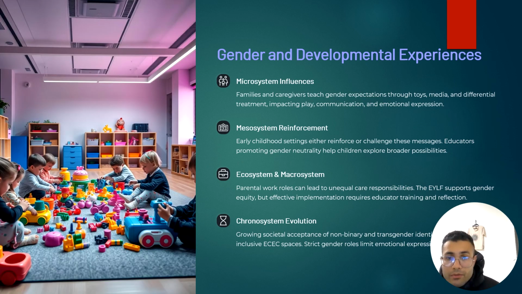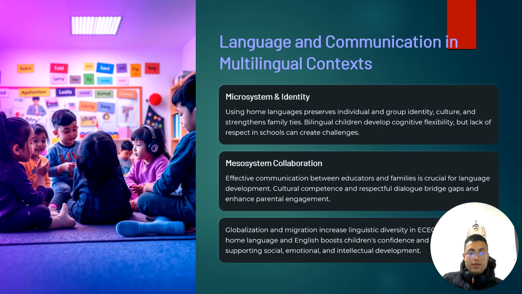Moving to gender and developmental experience, in the microsystem, families and caregivers teach gender expectations through different kinds of media. In the mesosystem, reinforcement in early childhood settings either reinforces or challenges these messages, as educators promote gender neutrality. In the chronosystem, evolution is the growing societal acceptance of non-binary and transgender identities. Challenging strict gender roles, such as around emotional expression, is really crucial.